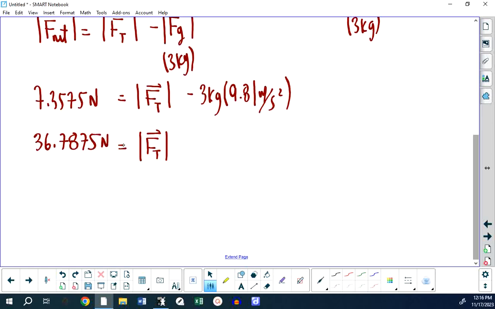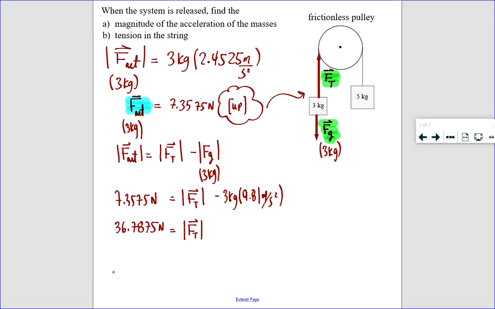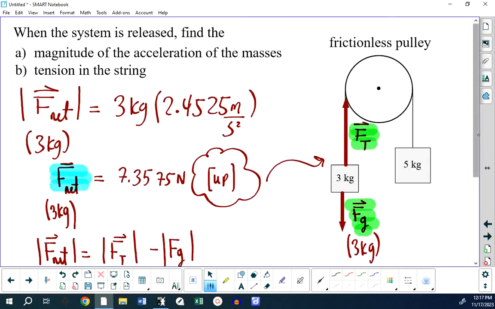So that's the tension in the string, which would be rounded to 37 newtons. I want to just take an opportunity here to review what we did. To find the tension in the string, we say that the tension in the string is the force applied upward to the 3 kilogram mass, which is opposed by the force of gravity acting down. So we come up with this formula. Net force has a magnitude of that upward force minus the force of gravity, and it leads us to the answer. But I started this by saying it doesn't matter which mass you use.